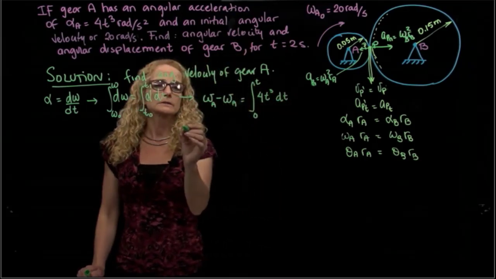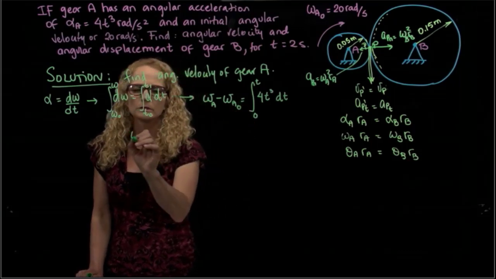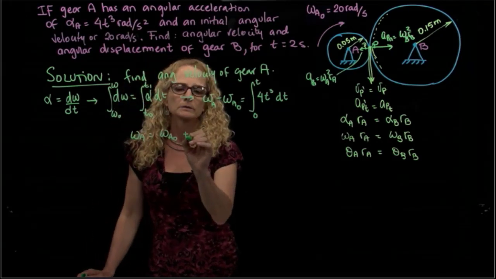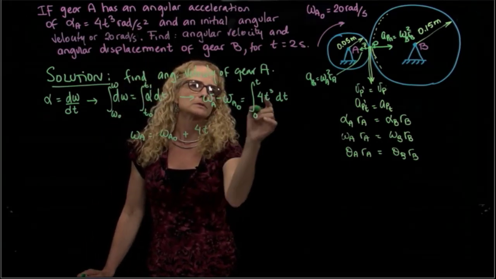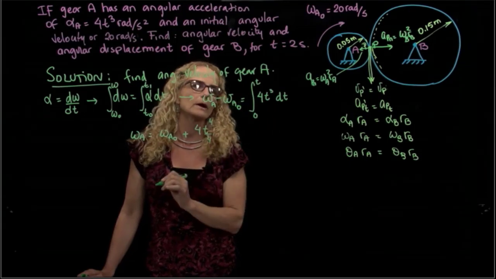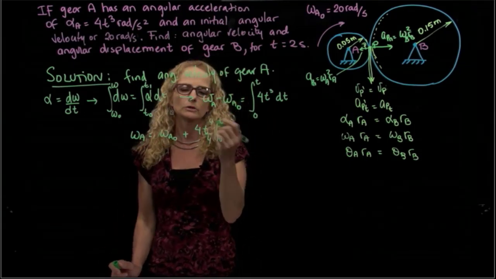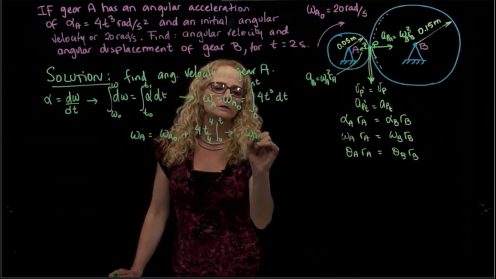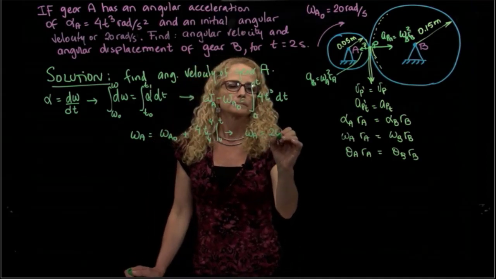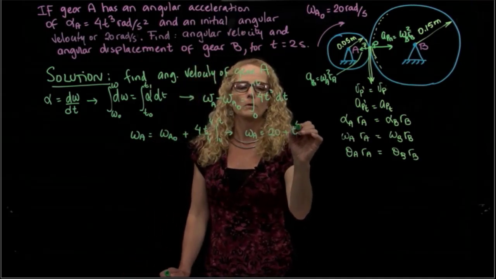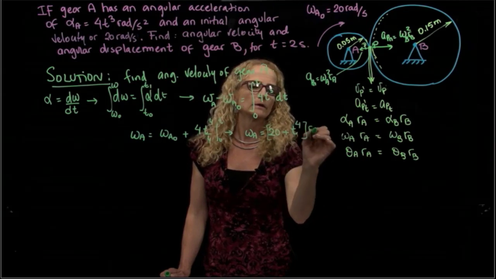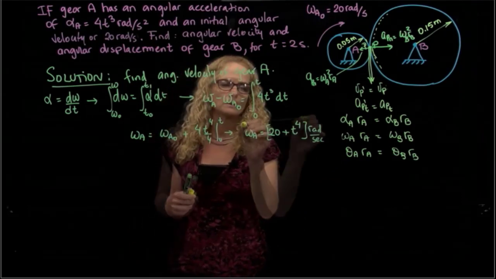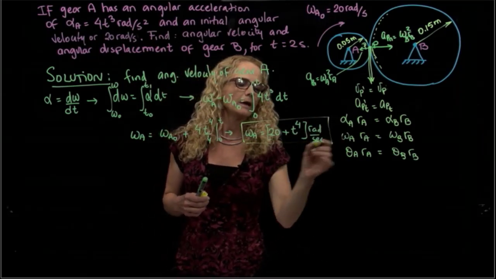So finally we can say that the velocity of A will be equal to the initial velocity of A plus 4 times t to the 4th over 4, evaluated from 0 to t, generic. And the initial value is 20 because it's given, so the angular velocity of A will be 20 plus t to the 4th radians per second. Okay, so that is my expression for angular velocity of A.